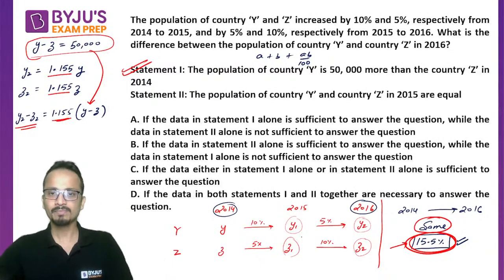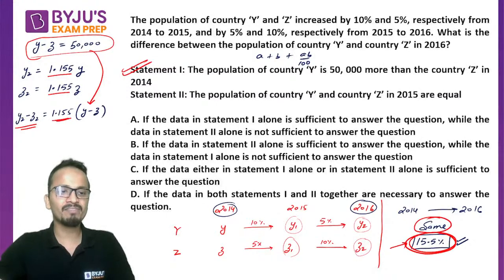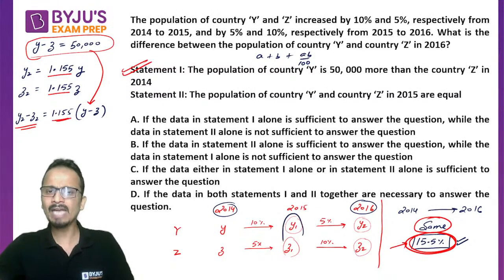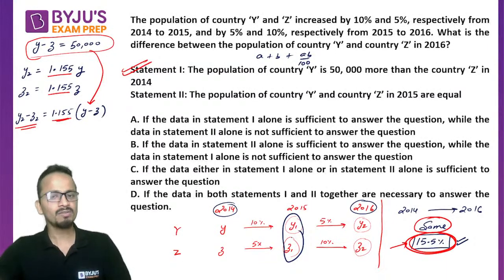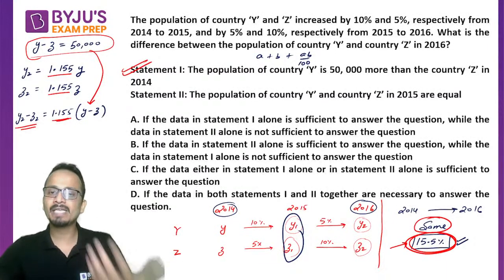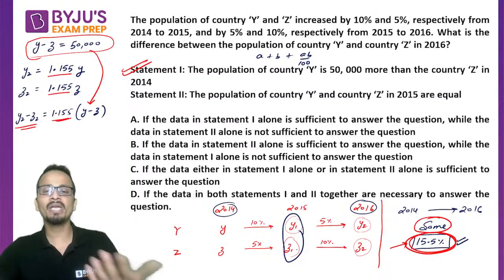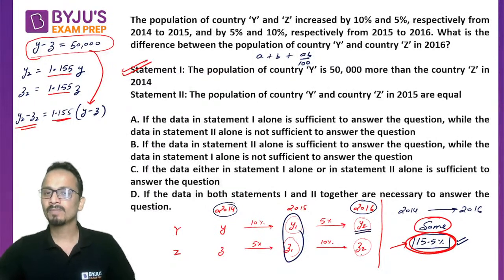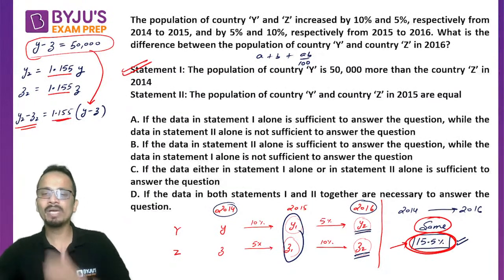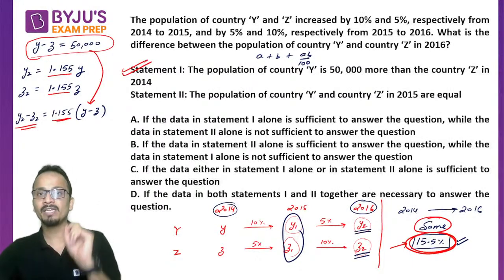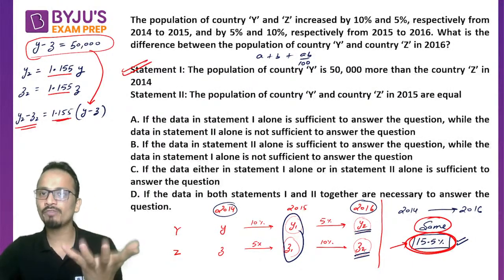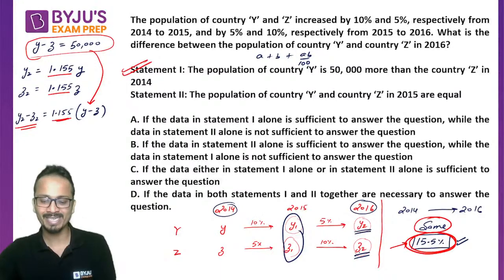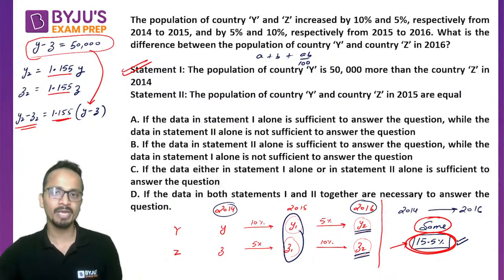Understand this one. They are talking about Y1 and Z1 and saying that they are equal. Fine. They are equal. They can be 10 and 10. They can be 20, 20. They can be 1,000, 1,000. They can be million, million. So will you be able to find the difference between Y2 and Z2? Will you be able to find the absolute value of the difference between Y2 and Z2? Can you calculate the difference?